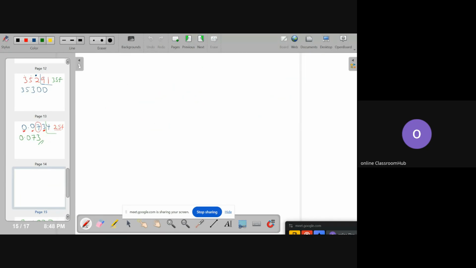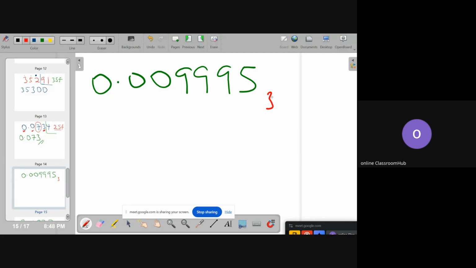Another example, we have 0.009995. We want to convert this to 3 significant figures. What is our first SF? Don't forget, 0 is insignificant, 0 the same, 0 the same. So our first SF is this 9.